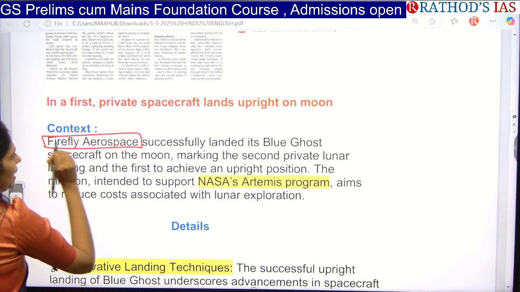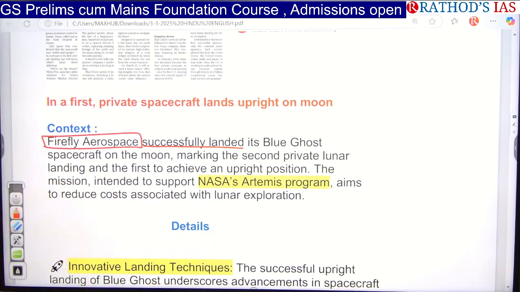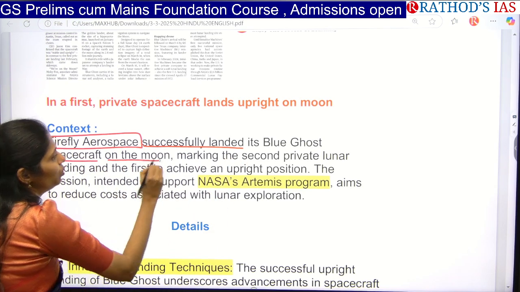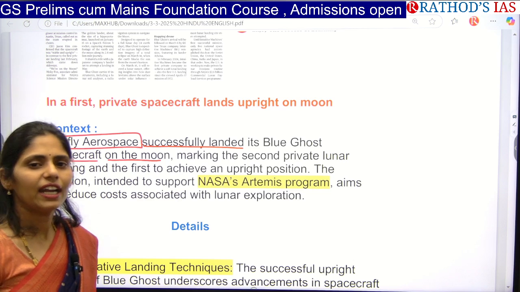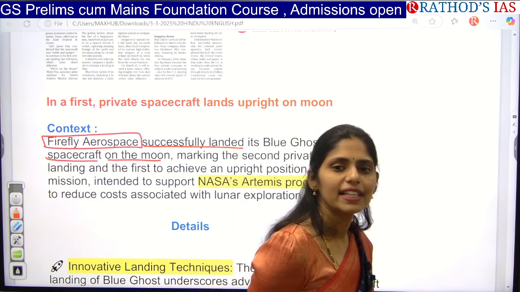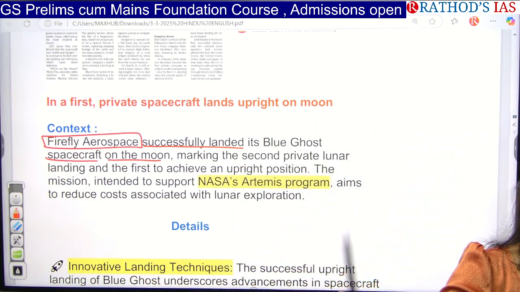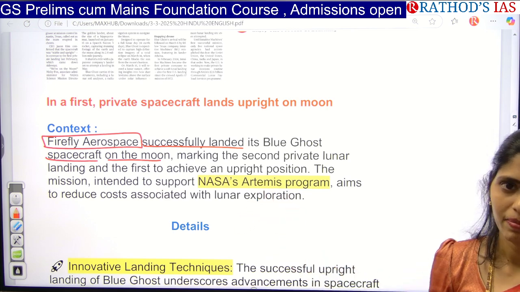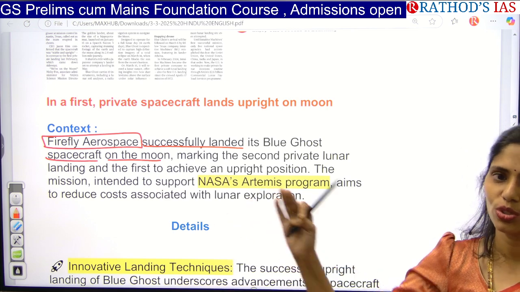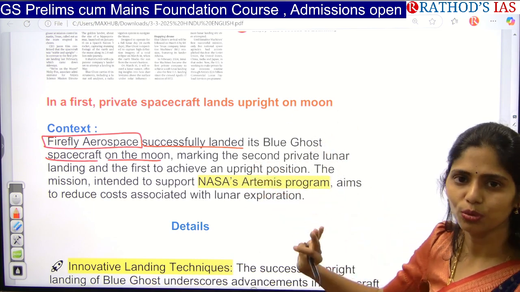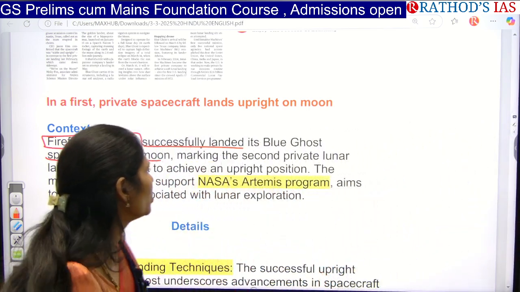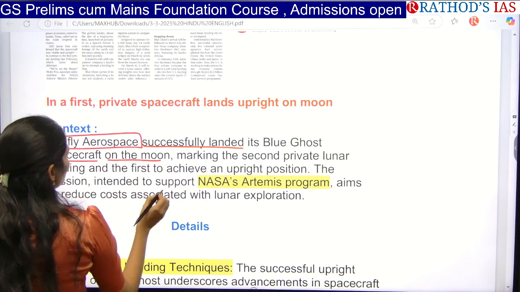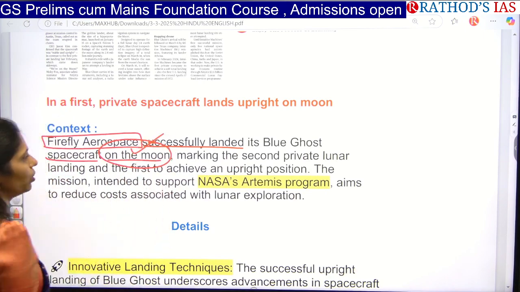Firefly Aerospace successfully landed its Blue Ghost spacecraft on the moon. So here you may get a question, recently Blue Ghost spacecraft is in news. And they will ask you, consider the following statements. And they may say ISRO space mission. It is not ISRO, it is US. And they may say it is the space mission to sun. No, it is a space mission to moon. So like that UPSC will be giving some statements to confuse you. Okay, so this Blue Ghost spacecraft is US and it is a spacecraft on moon.